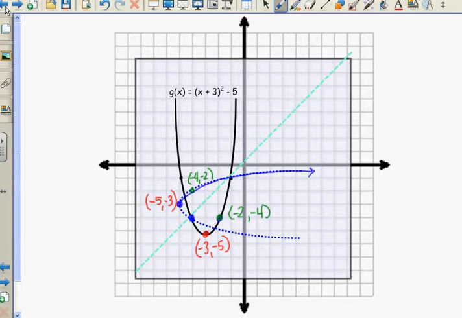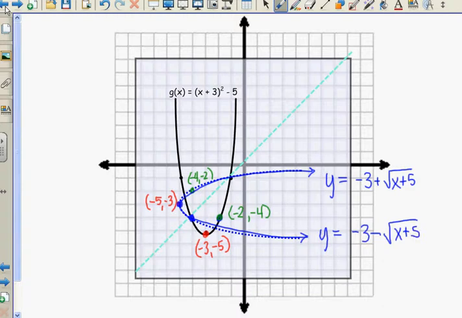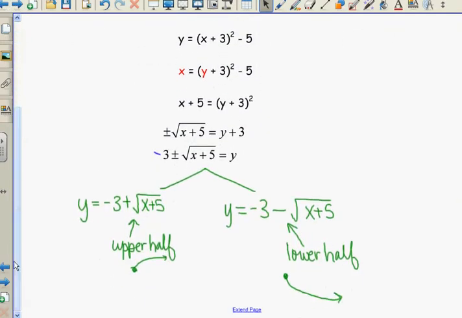its own equation that was y equals -3 plus root x plus 5. And this guy has its own separate equation, y equals -3 minus root x plus 5. We cannot have them both at the same time or we wouldn't have a true function. Now we are going to seriously study these square root functions second semester.